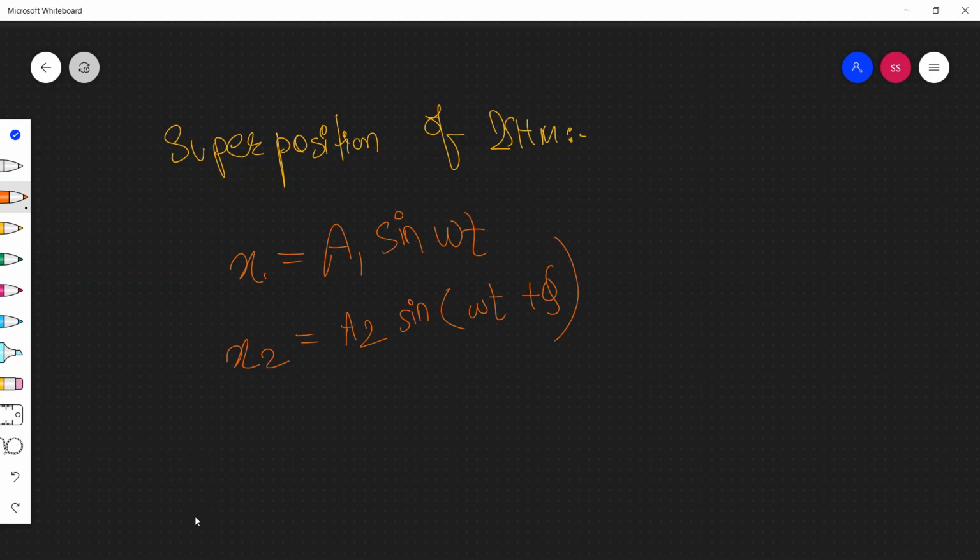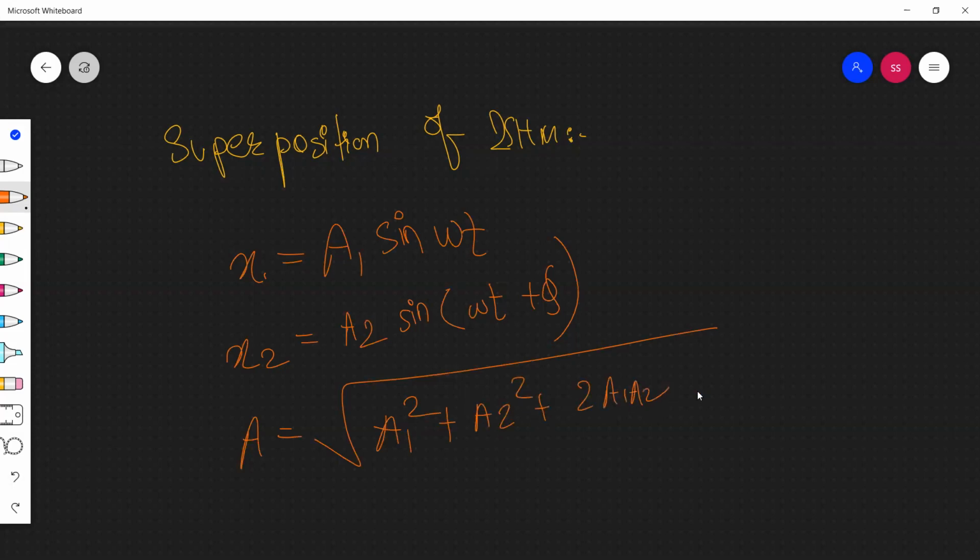Okay, then the resultant amplitude is given by, just as the vector addition formula, पहले का स्क्वायर प्लस दूसरे का स्क्वायर प्लस 2a1 a2 cos of angle between them. Cos of angle means cos of the phase difference. दूसरे का phi था, पहले का 0 था, इसलिए यहाँ पे phi आ गया.